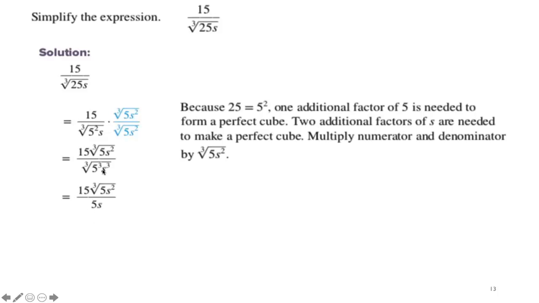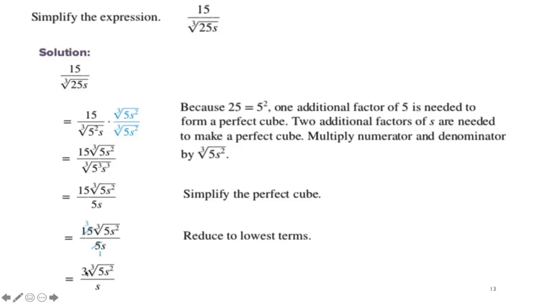And then notice now that the denominator is simply combining these radicals, and now we have 5 cube s cube, so this is a perfect cube, so the cube root of that will cancel and I get 5s, and then this is now simplified. And then maybe we can simplify by reducing to the lowest terms. The 15 and the 5 will cancel, for example, and I get a 3.